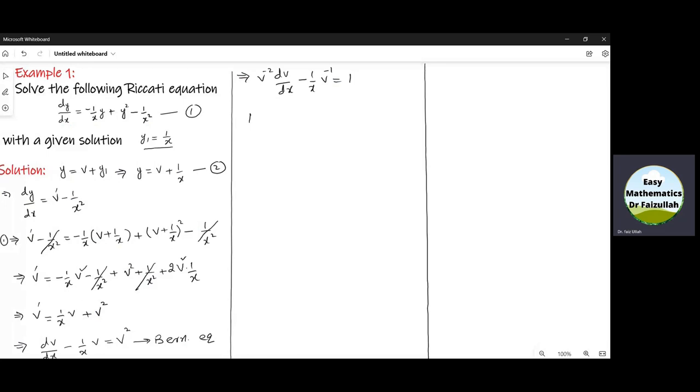And now we can plug in v power minus 1 is equal to z. And if we differentiate this, we can obtain minus v power minus 2 dv over dx is equal to dz over dx. From this we can get v power minus 2 dv over dx is equal to minus dz over dx. Let us substitute these values in equation number 3.